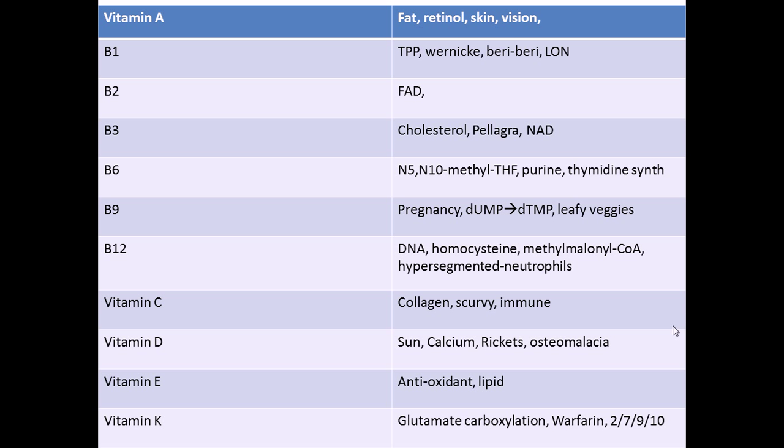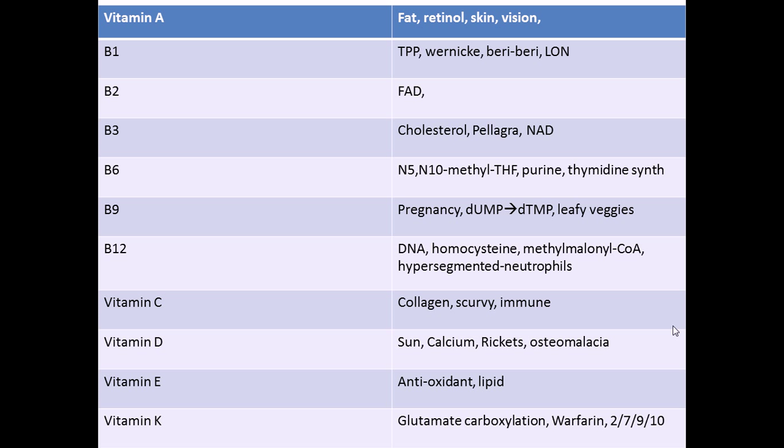And then finally B12, this was the big one. Lots of long confusing words associated with it. It's used in DNA synthesis, and you can measure a B12 deficiency based on homocysteine levels and methylmalonyl-CoA levels. And that's because both of those are the reactants needed to get converted into products, but if you don't have the B12, you can't convert those into products. Therefore, your homocysteine and your methylmalonyl-CoA will be elevated.